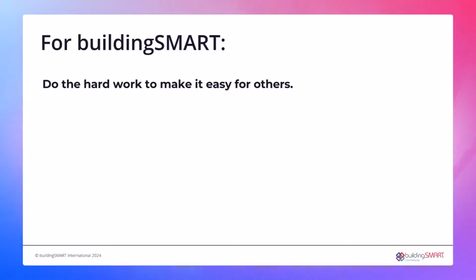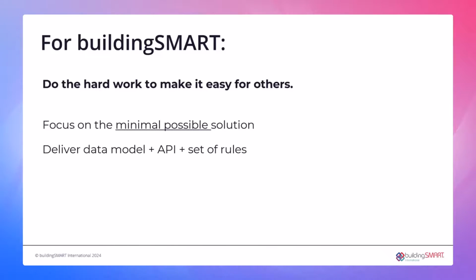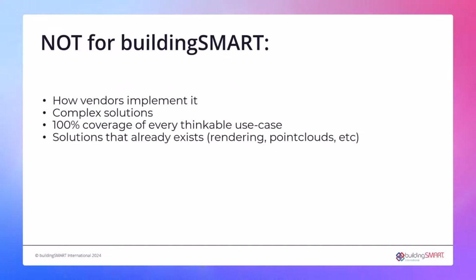So the challenge for IFC 5 is that we make the hard decisions, and we really have to tell our community that no, they can't do textures and have to use some other standard for that. But at least the ones that are using IFC can use it much more reliably. So yes, that means there is a focus on the minimal possible solution as a start. We need to deliver not just this data model, but also an API and a set of rules. So it's not just dumping the schema over the fence and figuring it out.